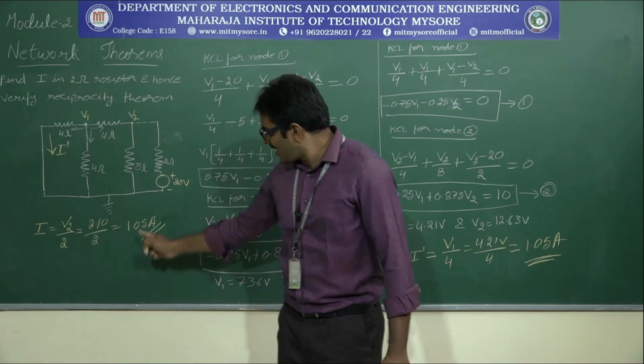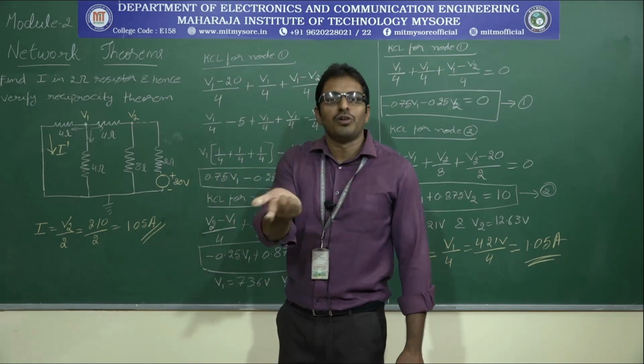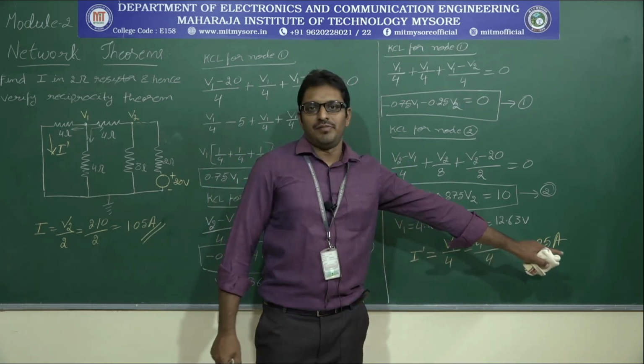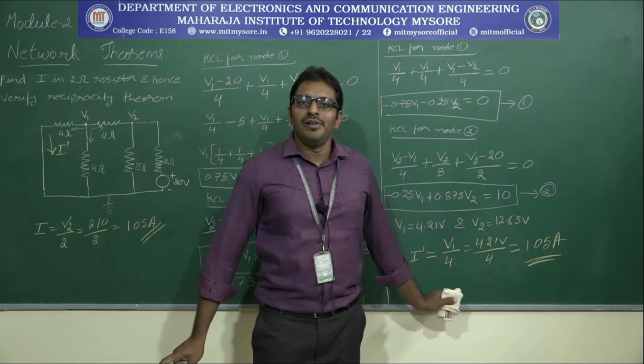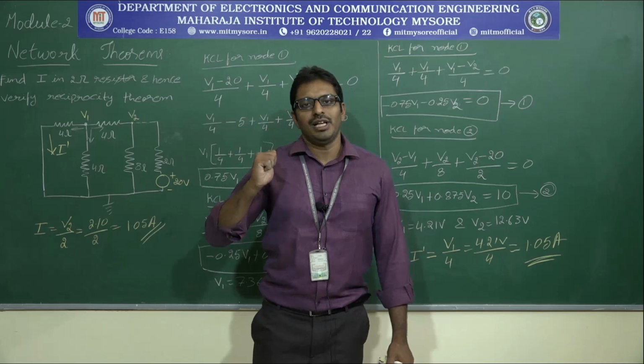In the first case, what is the current? 1.05 amps. After interchanging source and response, what is the current? 1.05 amps. So I is equal to I dash. Then the circuit is said to be a reciprocal circuit.